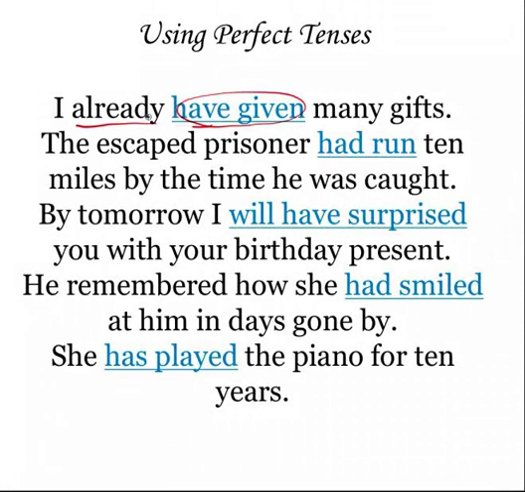The escaped prisoner had run 10 miles by the time he was caught. Was caught is your clue there. We're talking about the past of the past, an event that occurred before a past event. He was caught in the past. The running must have happened before the catching. Therefore, he had run.